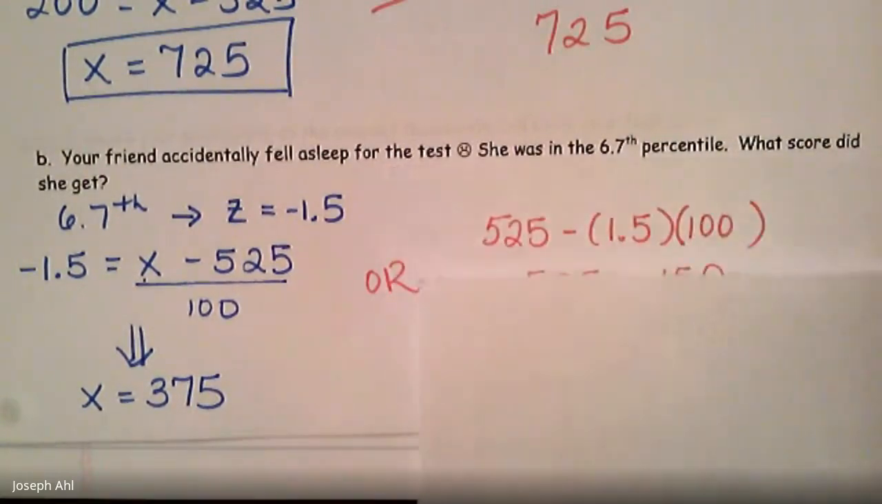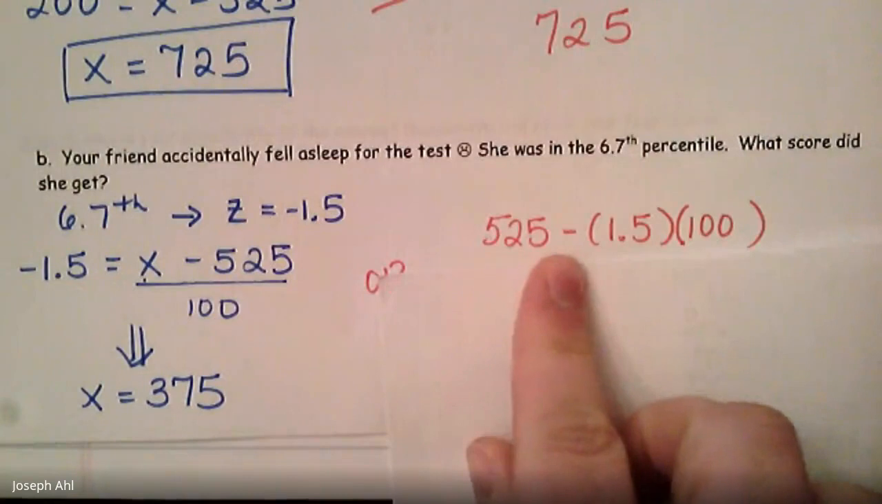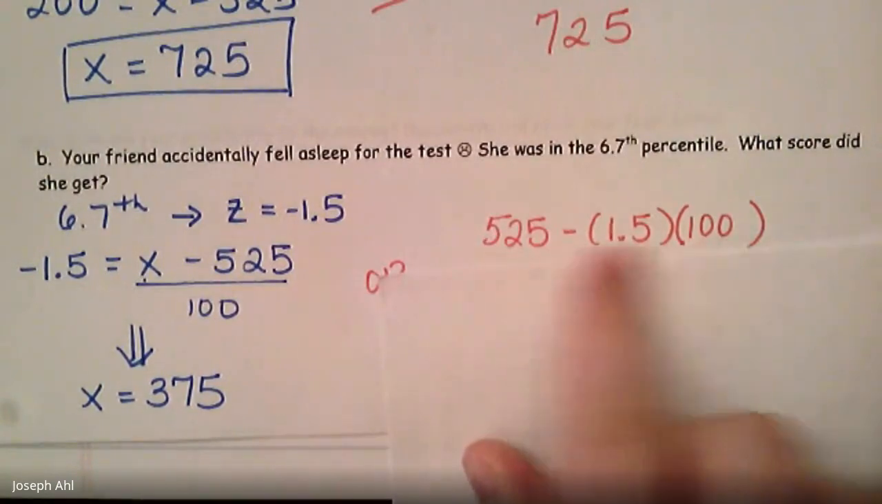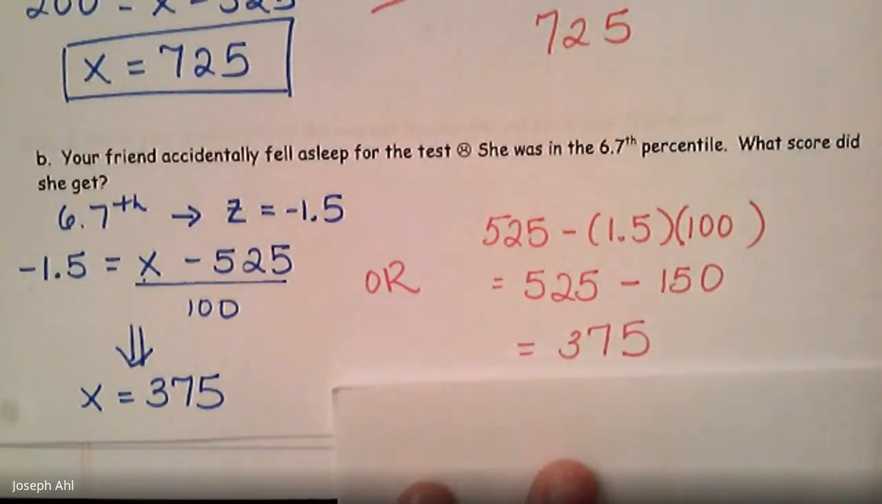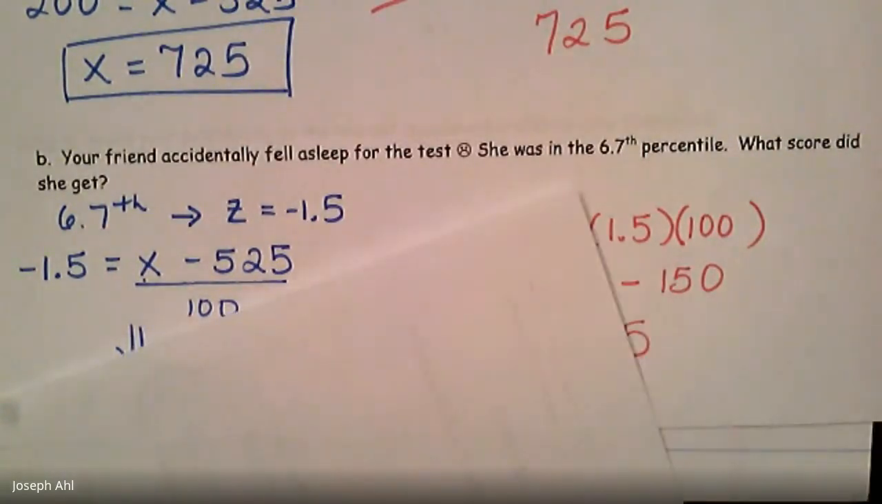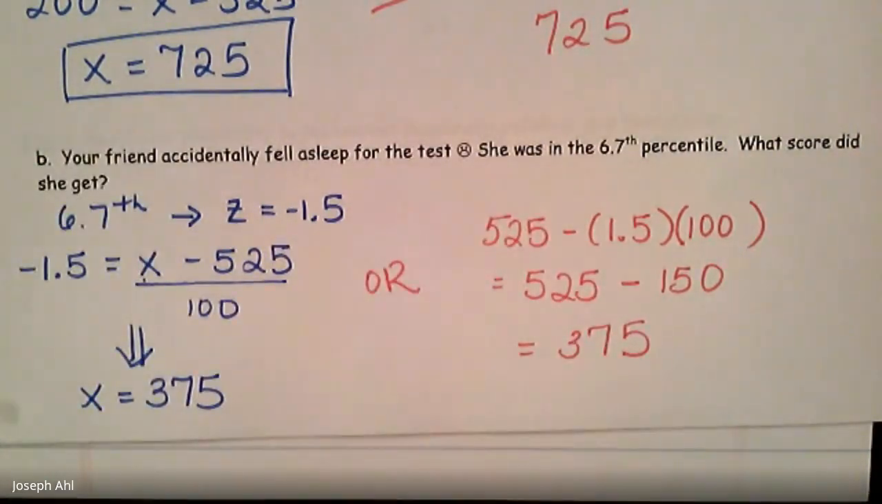Okay, or on the other hand, we can subtract 1.5 standard deviations from the mean. Since the standard deviation is 100, that's going to be minus 150 for a total of 375. Okay, so a couple different techniques there that would allow us to figure out if you're in a certain percentile, what your actual test score is. Hopefully this idea of percentiles is starting to make some sense here. Okay, moving on to the next page.